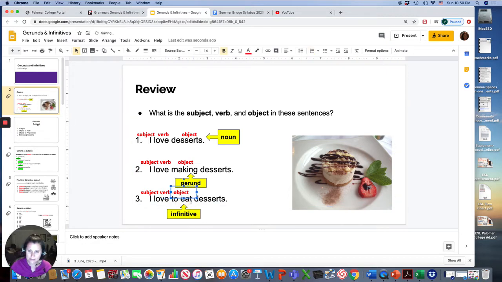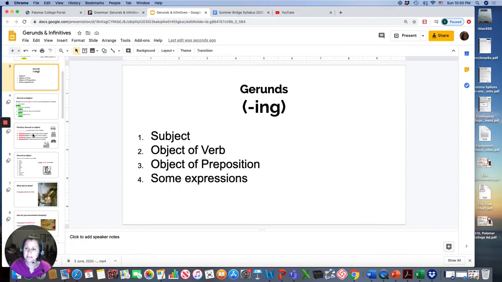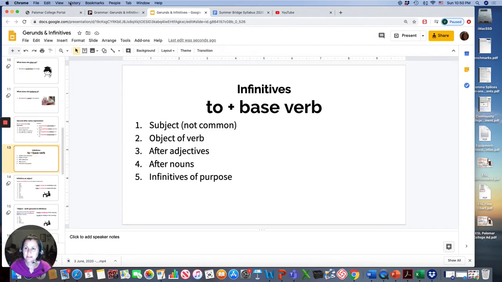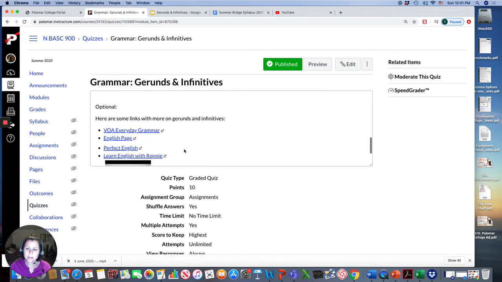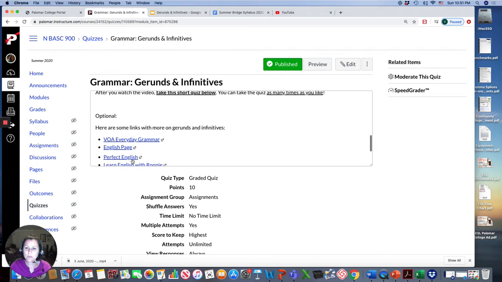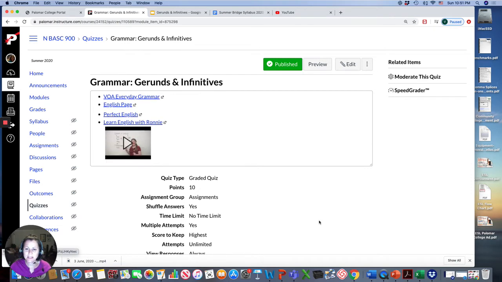So in this lesson, you'll be learning about gerunds and infinitives and how to use them in sentences. So this is gerunds and this is infinitives. After you watch the video, you're going to take a quiz. And you can take the quiz as many times as you like. If you want to watch other videos about gerunds and infinitives, I posted links right here.